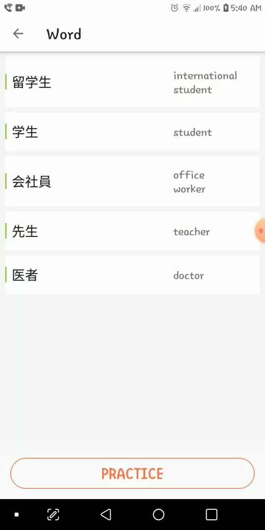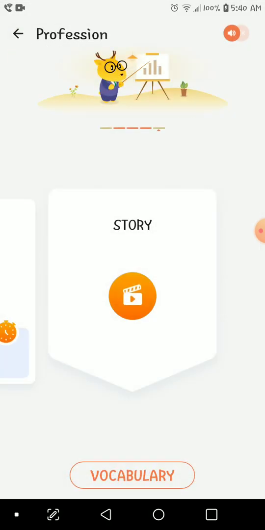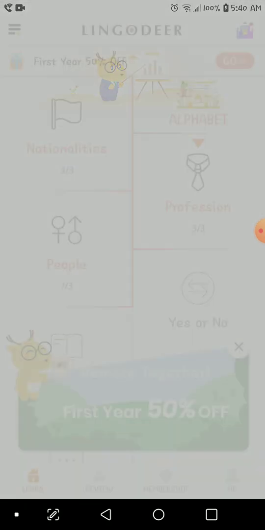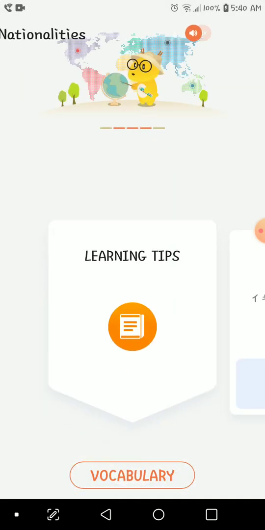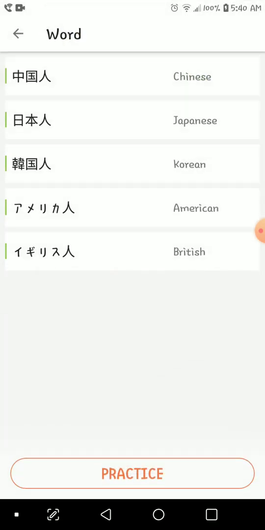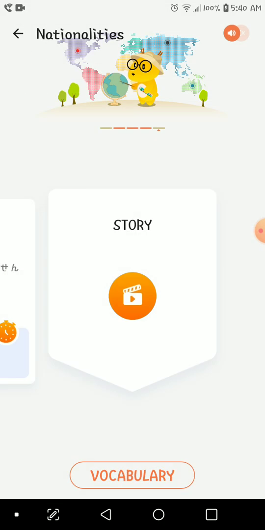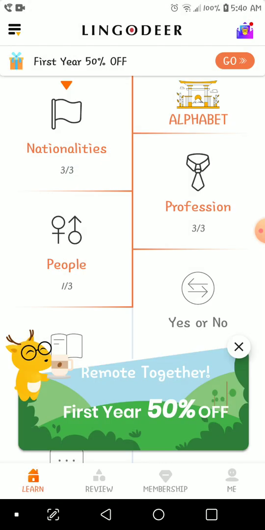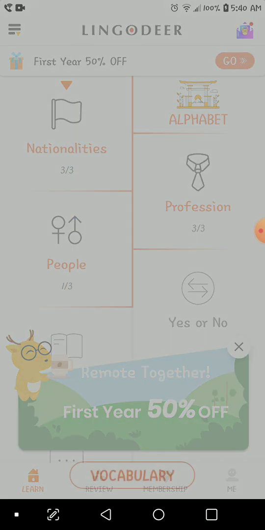Okay, so this is the vocabulary we have learned. We've learned international student, student, office worker, teacher, doctor. We've also learned British, American, Korean, Japanese, and Chinese.